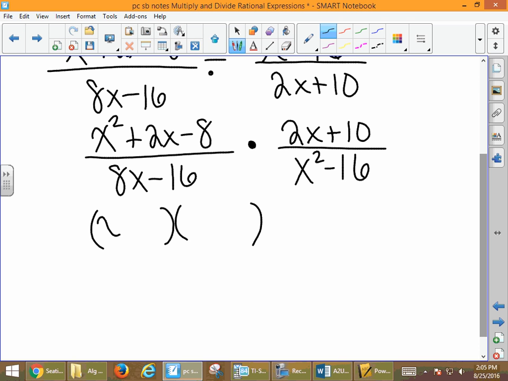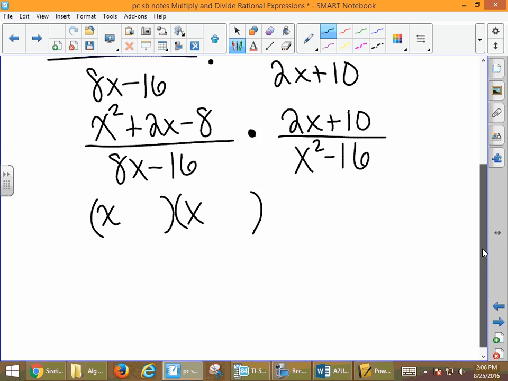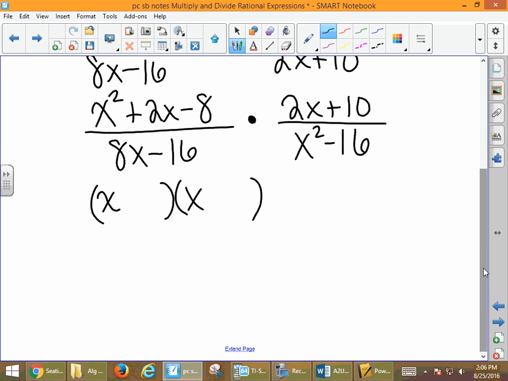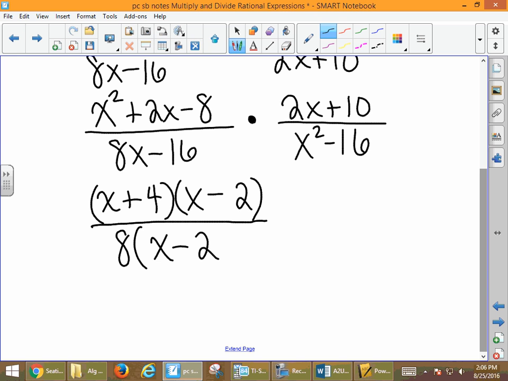X squared is x times x. Factors of 8 that combine to be 2 are 4 and 2. It's going to be plus 4 and minus 2. GCF of 8. And we're left with x minus 2. We've done the work. When dividing, don't ask why, flip the second one and multiply. We flipped the second one, so we're still in the multiply. We're going to factor a GCF now of 2 times x plus 5.